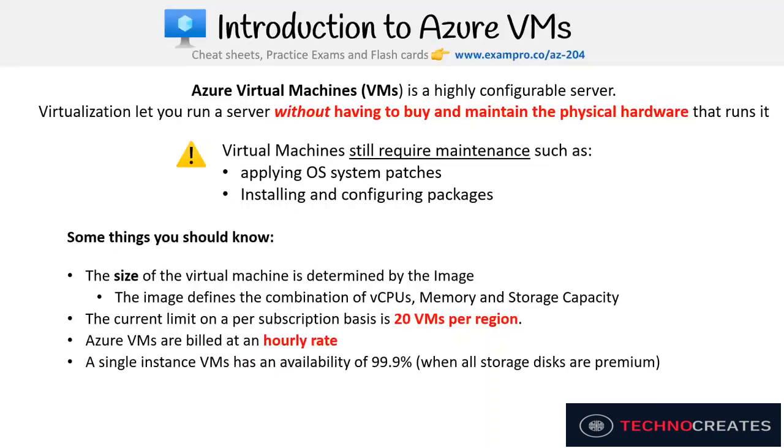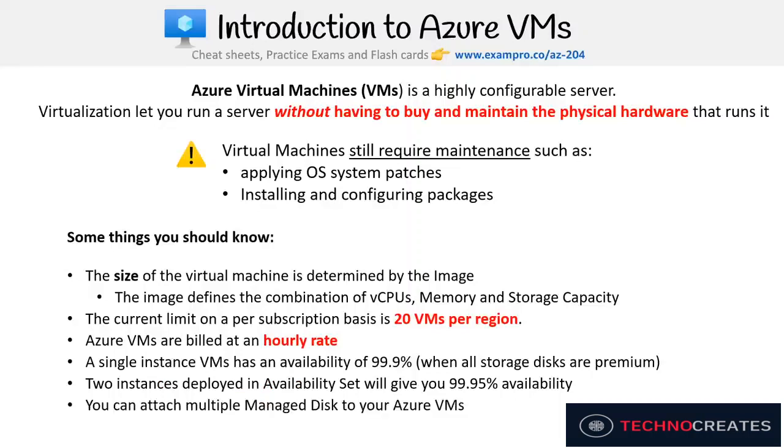A single instance that you launch is going to have availability of 99.9% when you're using premium disk. If you have standard disk, I have no idea what it is, but it's going to be less than that. If you want to get 99.95% availability, you're going to have to launch 2 instances within an availability set, and you can attach multiple managed disks to an Azure virtual machine.